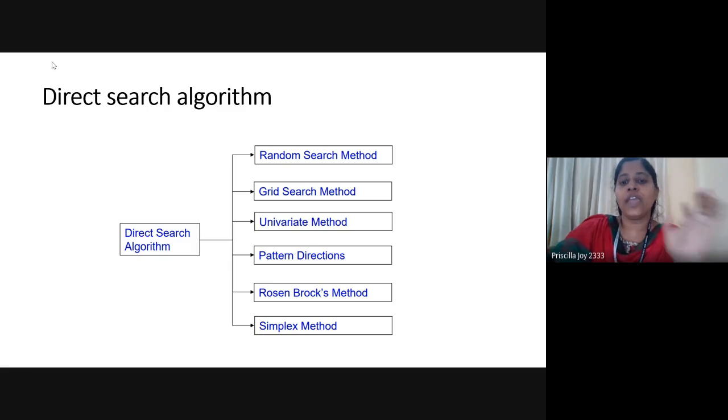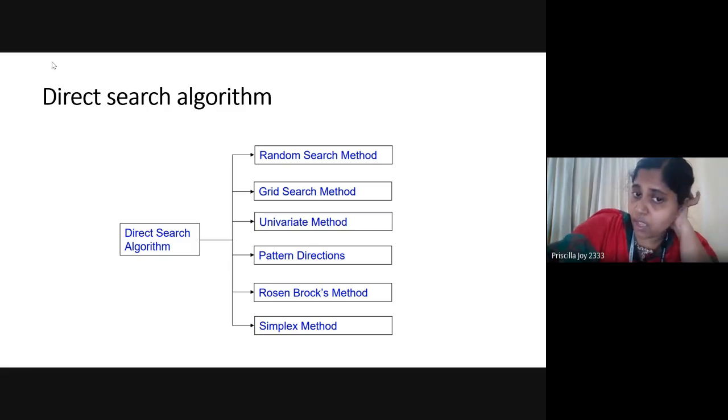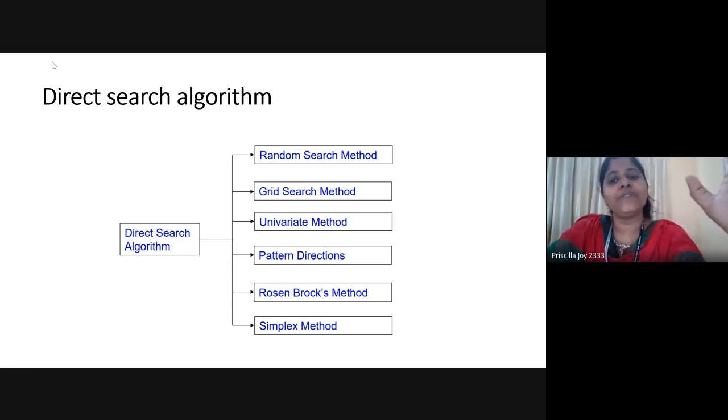So again we can go on with the types. In the types of direct search algorithm, how many types are there? 6 types are there. Okay. The 6 types are random search method, grid search method, univariate method, pattern direction, then Rosenbrock's method of rotating variables, as well as simplex method.